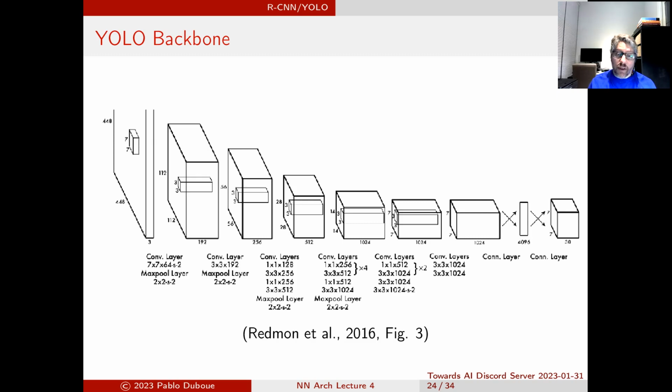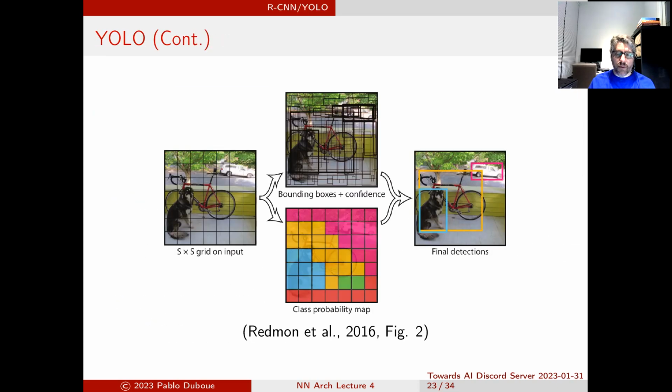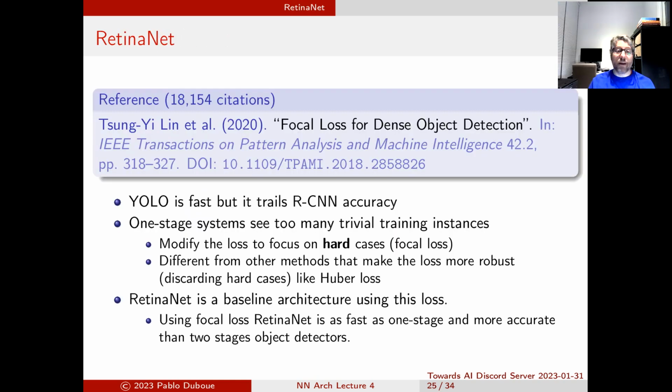And you can also see that in between there is dimensionality reduction happening with 1 by 1 convolutions. So at the end of this whole process, we end up with a 7 by 7 representation of all the information we have acquired about the image, with 1024 features per location. And those are then fed into fully connected networks that produce the bounding boxes and the class probability map.